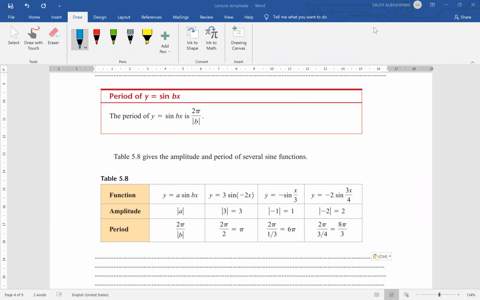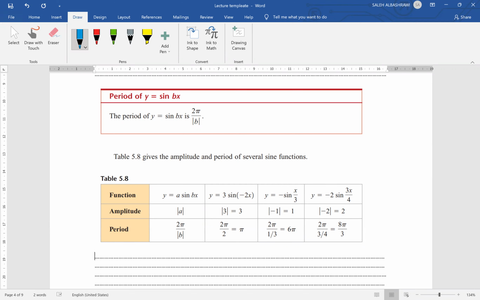In the last part, we discussed how to graph the sine function. We said that sine and cosine functions are periodic functions, which means the values of these two functions will be repeated again and again in a periodic interval. And the period for a given function, for example sine or cosine, is given by 2 pi divided by b, where b is the multiple of x or the coefficient of x.